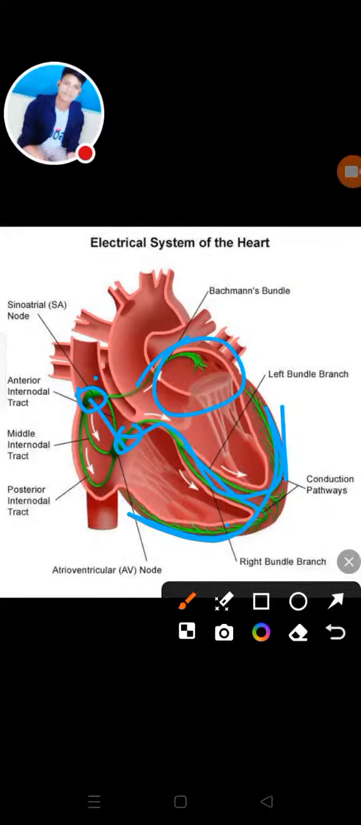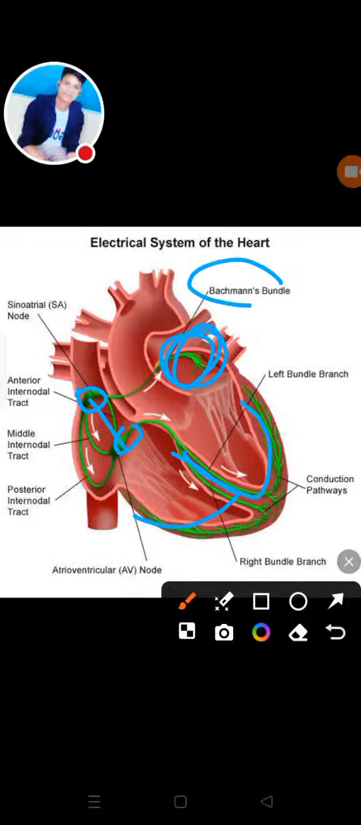So this is not the left side. Okay, both sides are getting proper impulses, the right side and the left side. But Bachmann bundle means this portion is the Bachmann bundle.